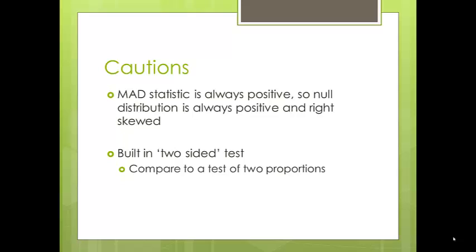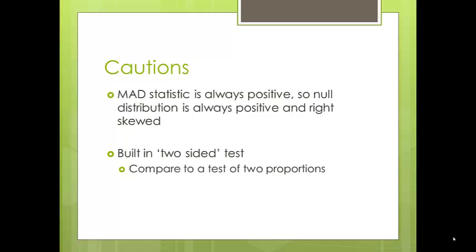Second, you can think of this test like a built-in two-sided test. Why? Because you're taking the absolute value. It doesn't matter which group is bigger than the other. And so if you think of a two-sided test, you're sort of saying, well, it doesn't really matter which of these groups is bigger than the other. I just want to look for a difference. The MAD statistic is doing that inherently. So every time you use a MAD statistic, it's like you're doing a two-sided test.